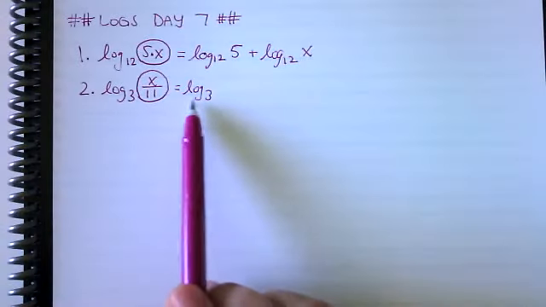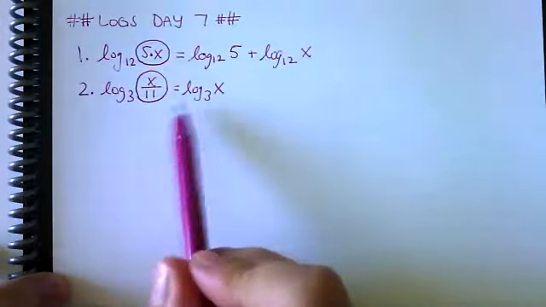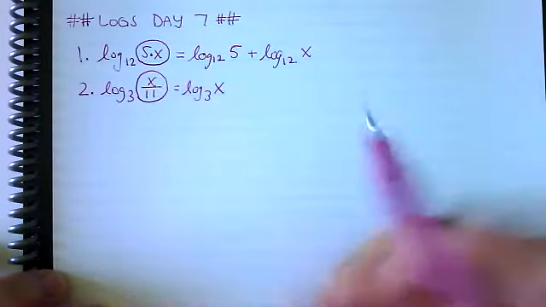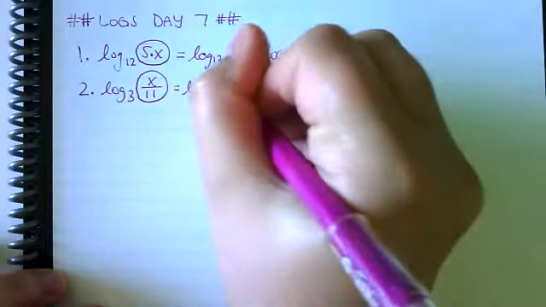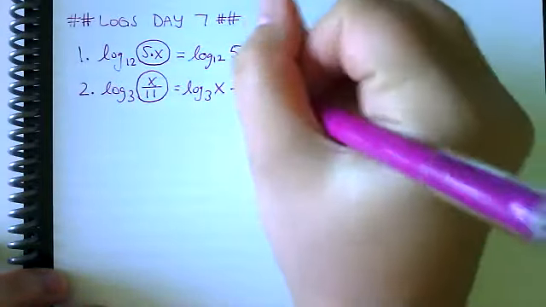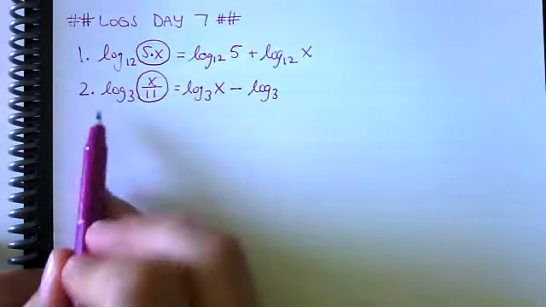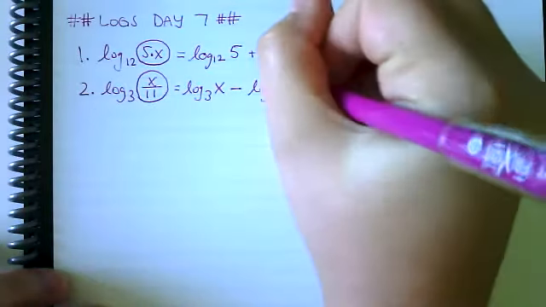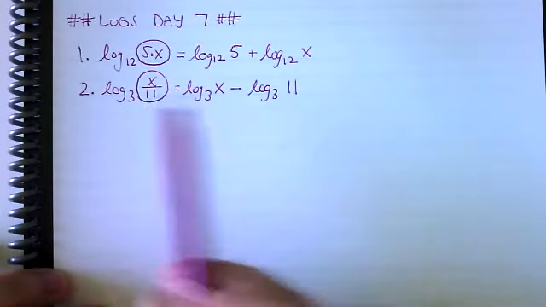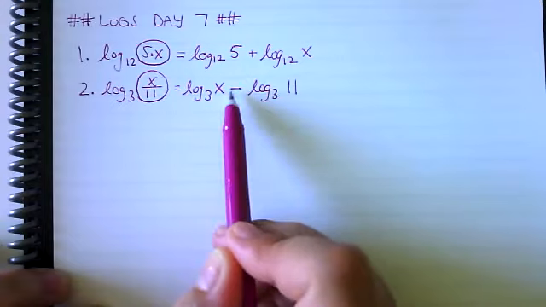The first one is going to be log base 3 of x. That's my first log. I took care of the x here. This operation is division. Division just turns into subtraction. So multiplication turned into addition, division turns into subtraction. And then I just write my second log, log base 3 of 11. I have log of x, I have log of 11, and my operation between them was division, so now it's going to be subtraction.